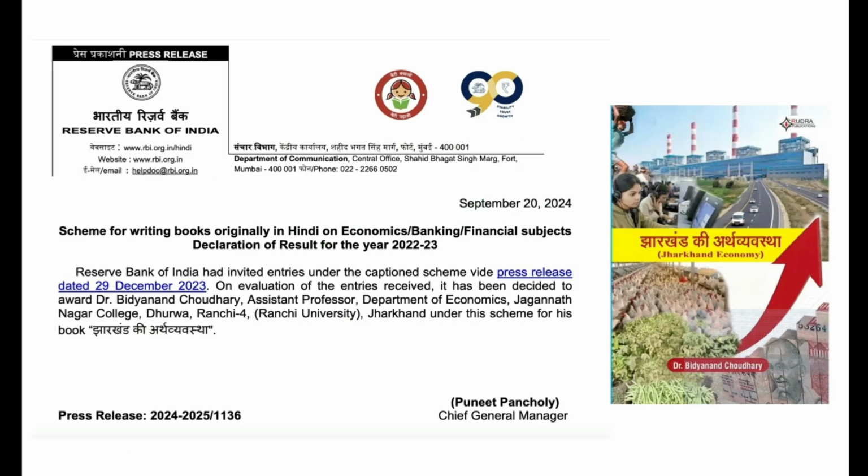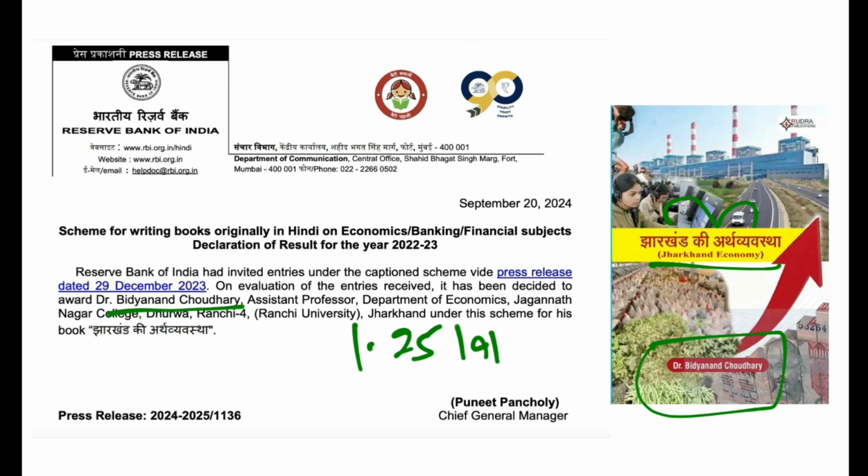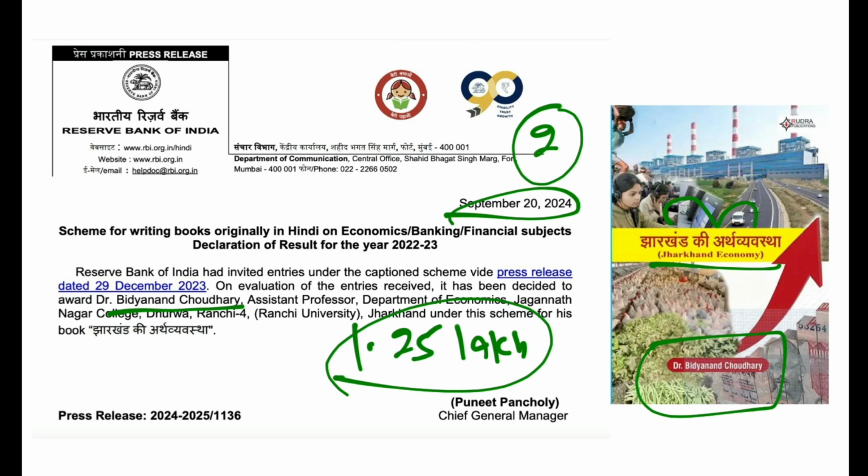There is a book called Jharkhand Economy. In Hindi, we call it Jharkhand Ki Arthvyavastha, the economy of Jharkhand. This is a book written by Vidyanand Chaudhary, and it has been selected for the prize of 1.25 lakh. And of course, RBI will award 2 more books, but so far it has selected only 1 book. So this is a circular that came on 20th of September, that the result of the scheme for writing books originally in Hindi on BFSI economy subjects has been declared for financial year 23.